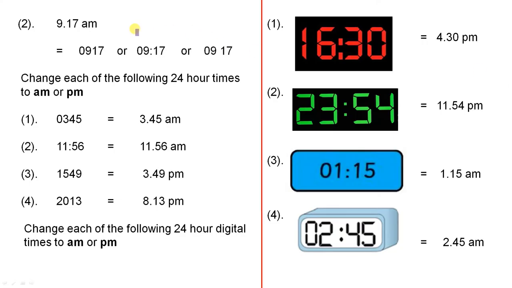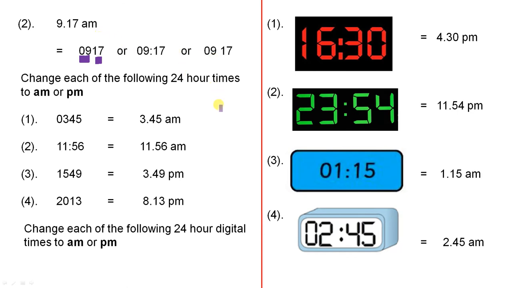The next one, 9:17 a.m. Now 9 a.m. is 9 hours after midnight, so that's 09. Remember we said there are 4 digits, that's why we write 09. And there's the 17 there. So they are the 3 different ways of expressing the time of 9:17 a.m.